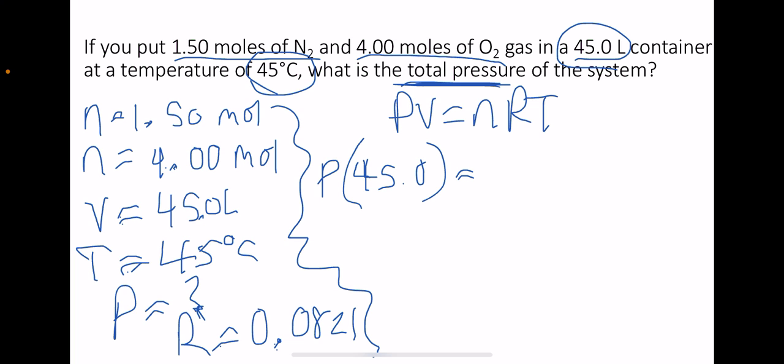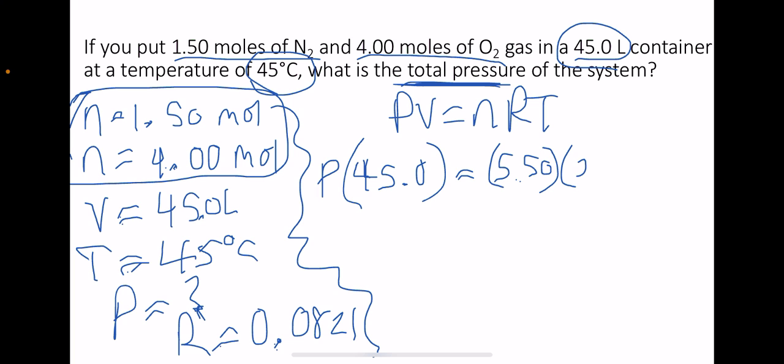For n, since we're combining this and we want to know total pressure, the total pressure is coming from both of these. So you can actually just add those up and get 5.50 times your R of 0.0821 times your temperature. The temperature is in Celsius, so we would need to convert that to Kelvin. So you would need to add 273. So 273 plus 45 is going to give you 318.